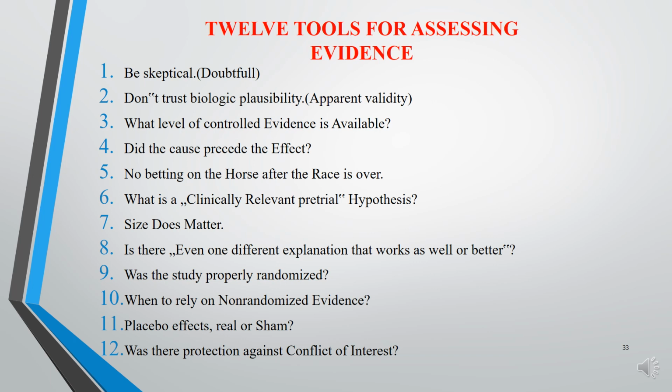What is a clinically relevant pretrial hypothesis? What is the effect size? Does that size matter? Is there even one different explanation that works as well or better? Was the study properly randomized? When to rely on non-randomized evidence? Placebo effects, real or sham? Was there protection against conflict of interest?